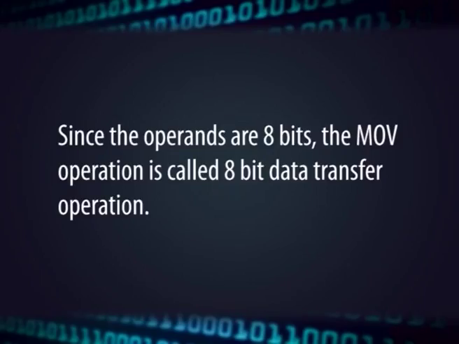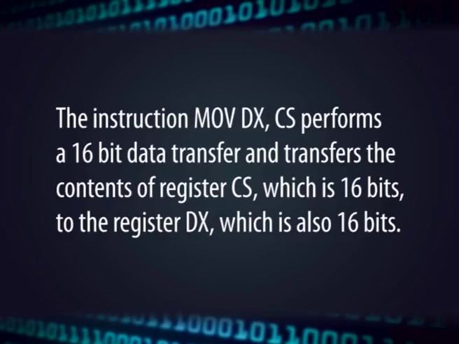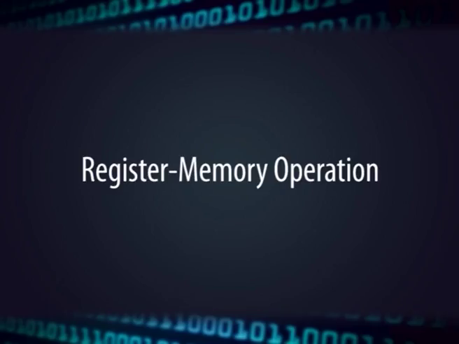The instruction, for example, MOV AL, BL performs the data transfer from the contents of register BL to register AL. Since the operands are 8 bits, the move operation is called an 8-bit data transfer operation. The instruction MOV DX, CX performs a 16-bit data transfer and transfers the contents of register CX, which is 16 bits, to another register DX, which is also 16 bits. So, it is called a 16-bit data transfer operation. Another category of move instruction is the register-memory operation.